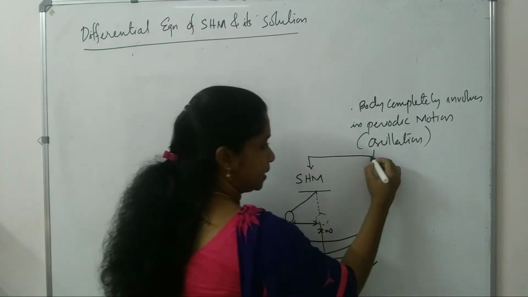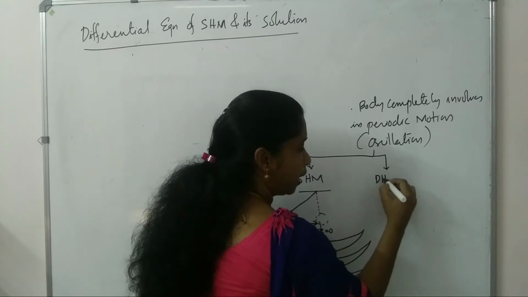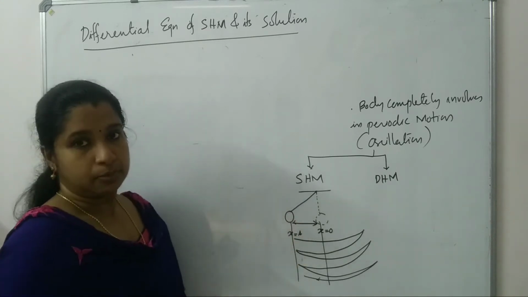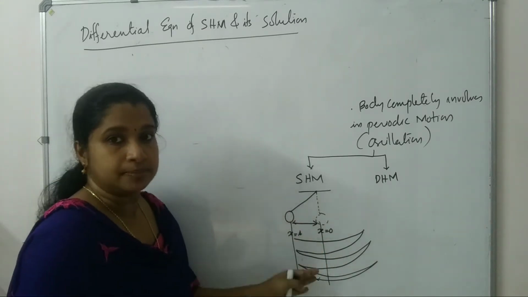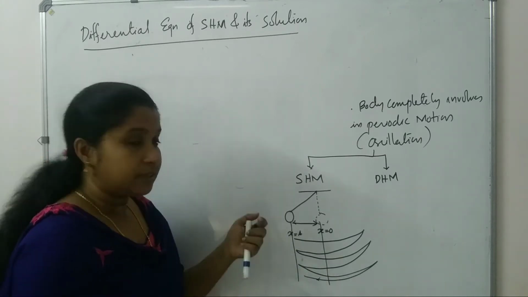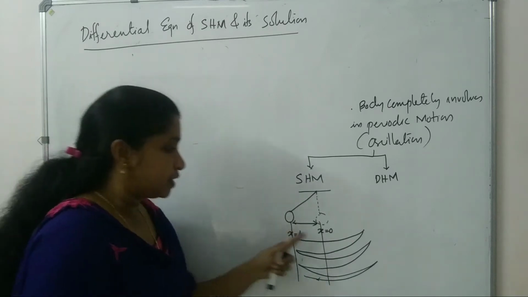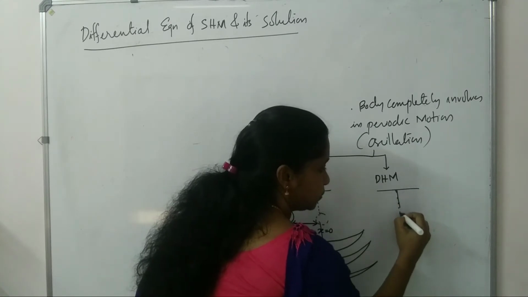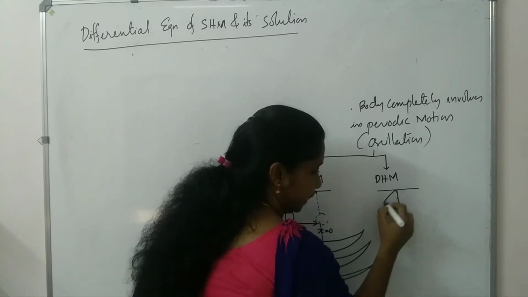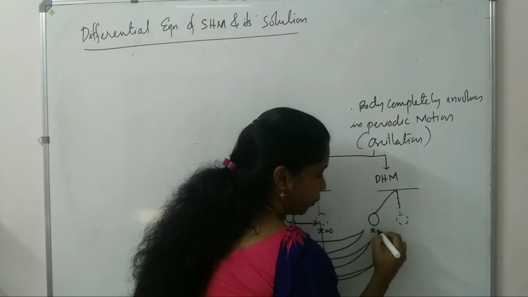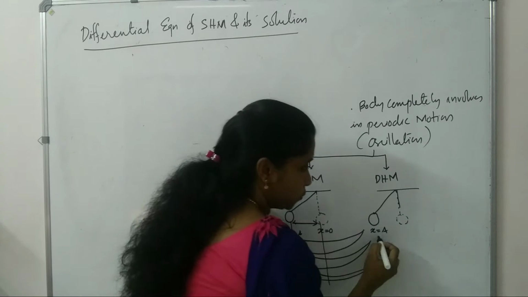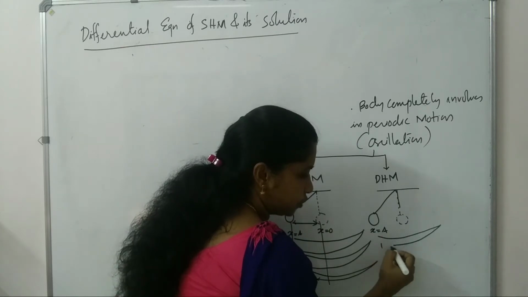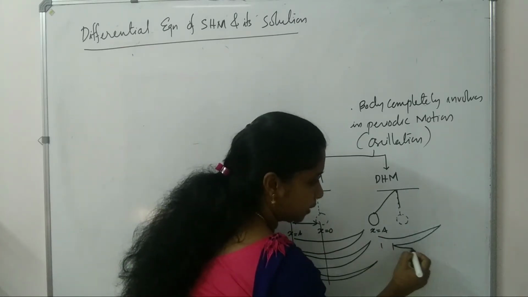The second category is damped harmonic motion. Damped harmonic motion means that in simple harmonic motion, if air resistance comes in, what happens? Air resistance is a force which opposes the motion of the body. When the body is released from the extreme point, x equal to a, it goes to the next extreme and comes back. Due to air resistance, this much distance is reduced. From this point, the second oscillation begins.